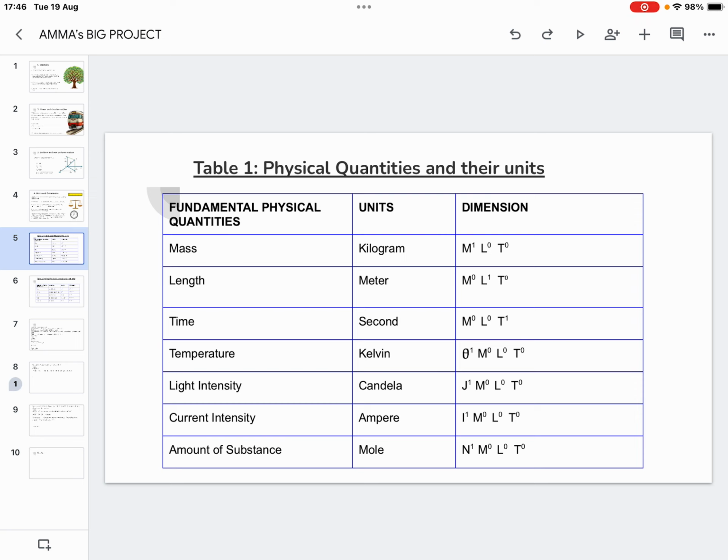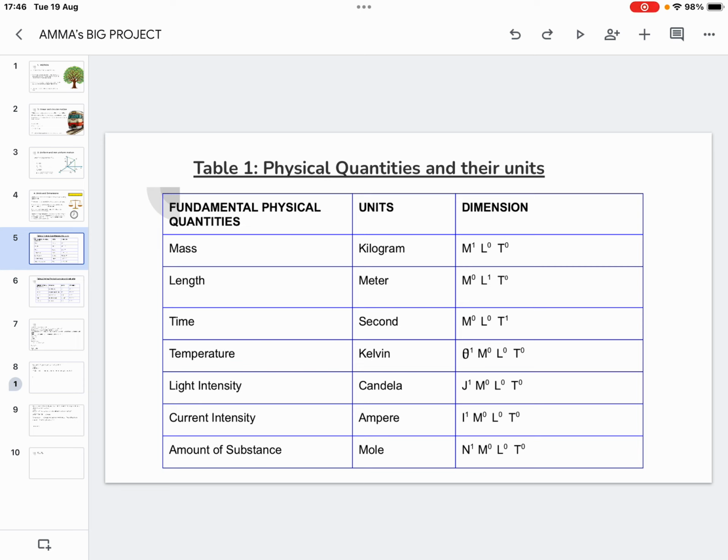Here there is a table which gives the fundamental physical quantities and their units and dimensions. For mass, the unit is kilogram and the dimension is M1 L0 T0. Here M, L and T correspond to mass, length and time. Similarly for length, the unit is meter and its dimension is M0 L1 T0.